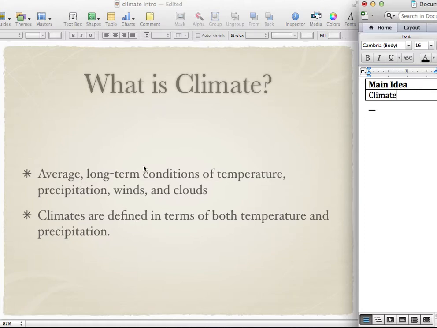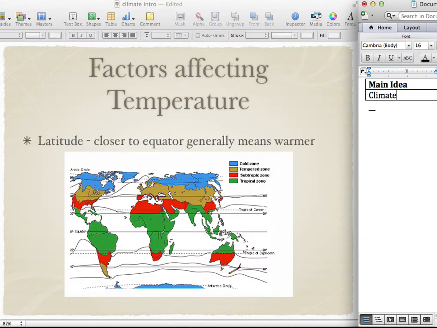So let's look at some things that are going to affect temperature and precipitation of an area. We're going to start with what will affect temperature. So factors affecting temperature. The big one is latitude. Right, and this is pretty logical, right? Generally, if you're closer to the equator, it's going to be warmer, right? And we can see that here. The areas closest to the equator, this line right here, tend to be tropical, right?